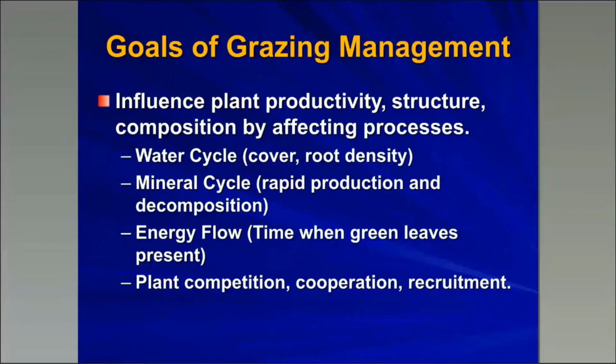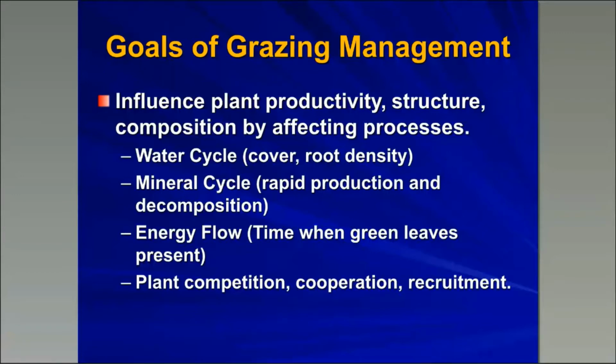Another thing we can do is manage productivity, plant structure, particularly if we're worried about wildlife. We can manage species composition by affecting the water cycle, the mineral cycle, energy flow, and then plant competition, cooperation, and recruitment. These are ecological processes that determine what it is that the country can produce.